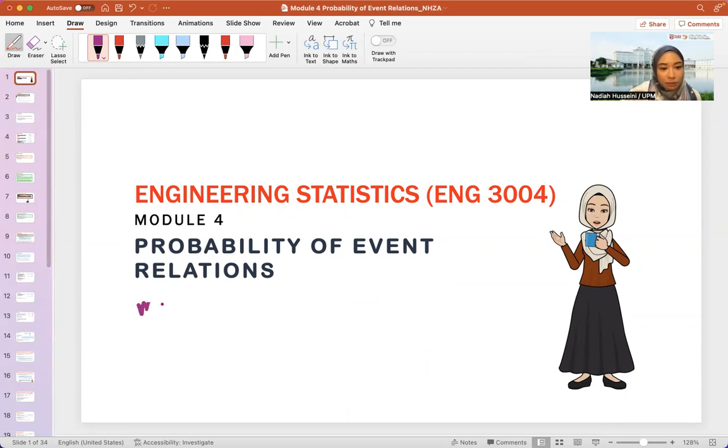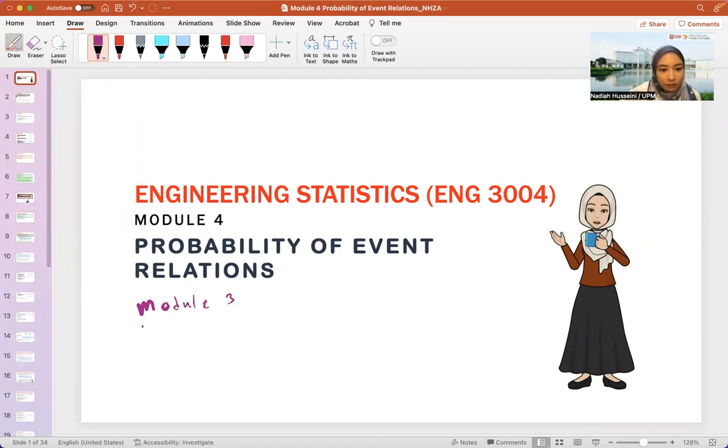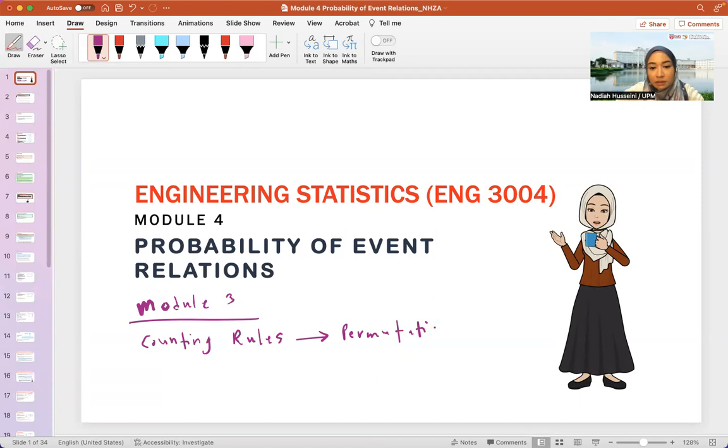Okay, so last class, which was module 3, we talked about the counting rules. And what does the counting rule tell us? Anyone? Anyone wants to try? So we had 3, right? We had permutation, which was ordered subsets, combination, and also the multiplication rule. Why did we need these rules in the first place?